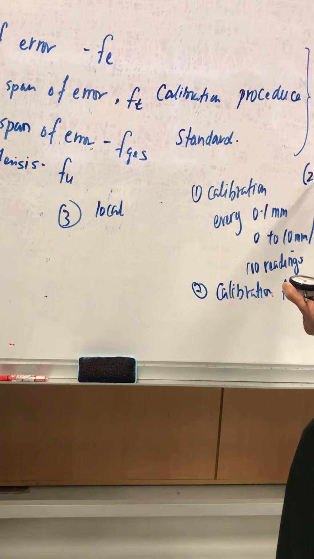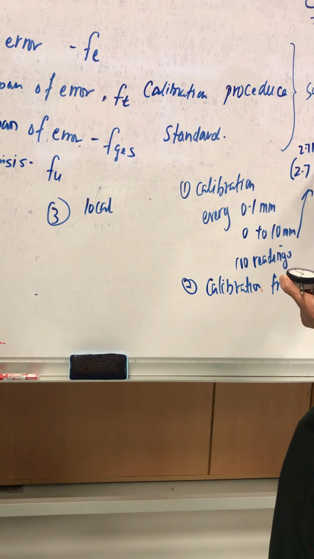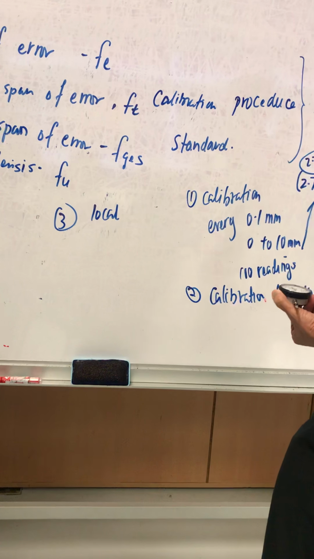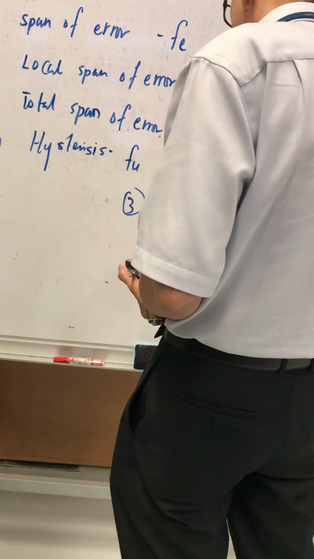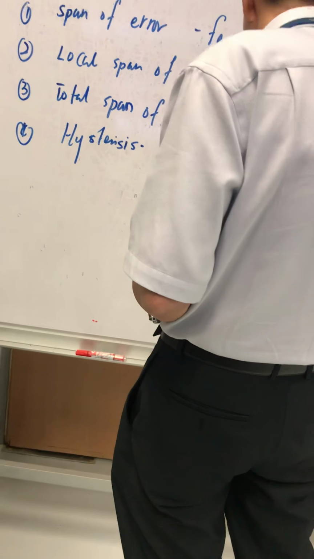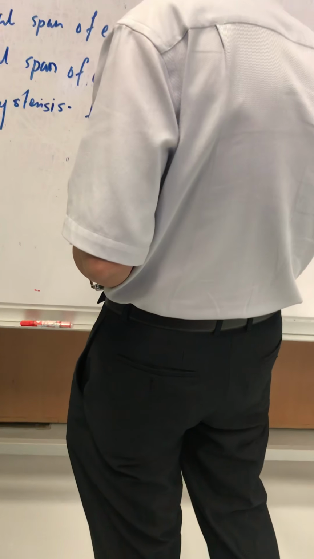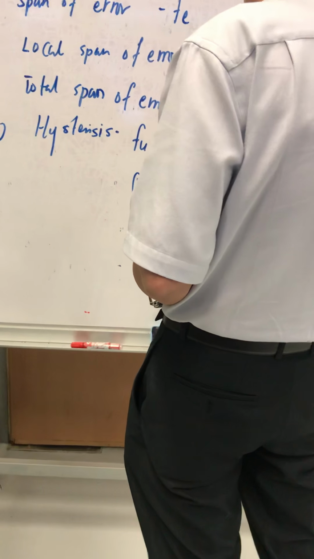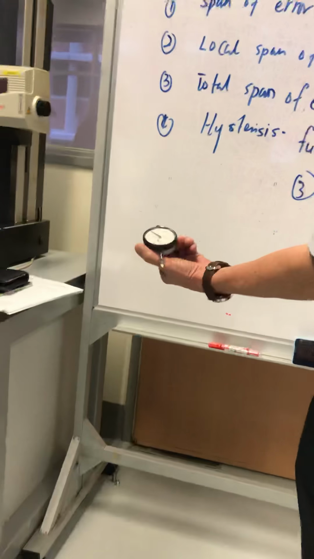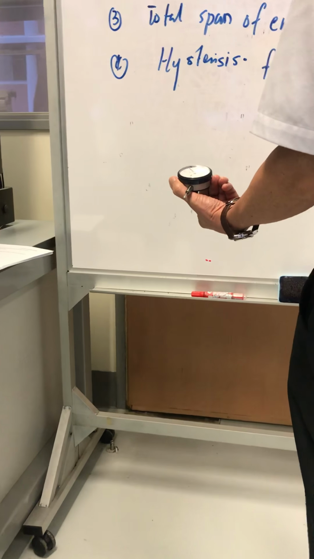Start from 2.7, 2.71 to 2.8, another 10 readings here. So you need to calibrate the local span of error from 2.7 to 2.8, every 10 micron, because one division is 10 micron. Any question? No question. So that's about this.